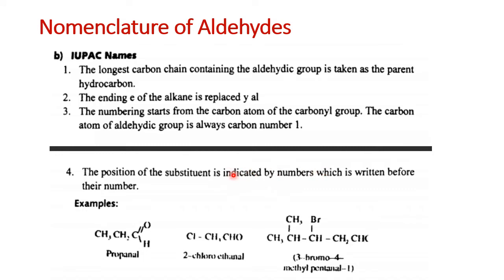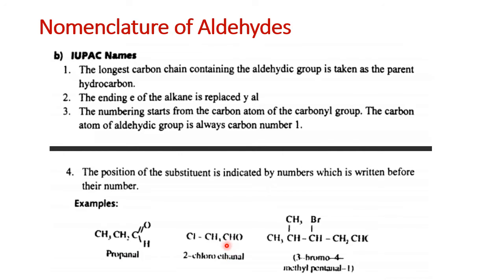So methanal is the one carbon aldehyde, ethanal is the two carbon aldehyde, propanal is the three carbon aldehyde, and the aldehyde group will get carbon number 1 because it will be at the edge of the chain. So this is 1, 2 and 3. So this is a 3 carbon aldehyde, and its name will be propanal.